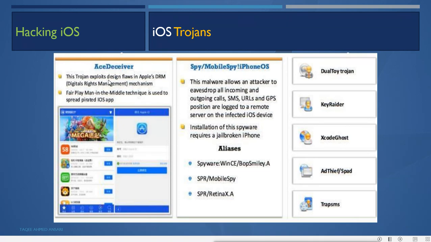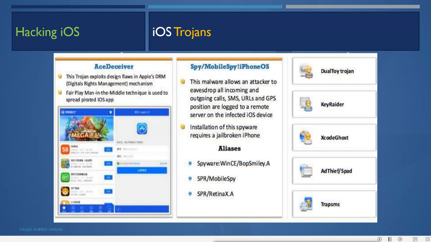This Trojan exploits design flaws in Apple's DRM, the digital rights management mechanism, and the FairPlay man-in-the-middle technique is used to spread pirated iOS apps. Then Spy Mobile, Mobile Spy for iPhone OS, is malware that allows an attacker to eavesdrop on all incoming and outgoing calls, SMS, URLs, and GPS positions, which are logged to a remote server from the infected iOS device.